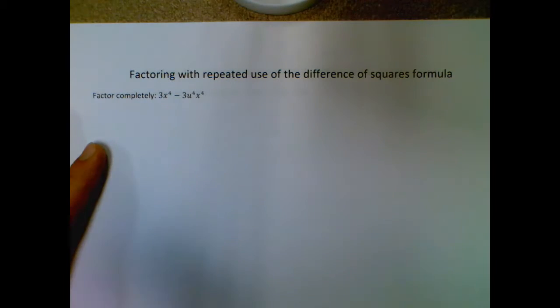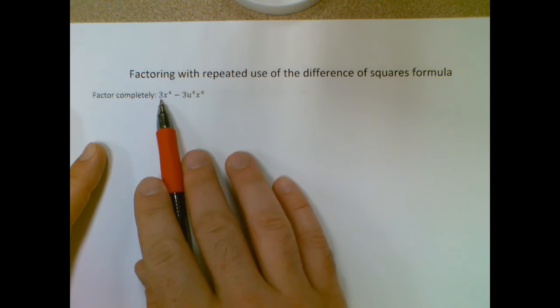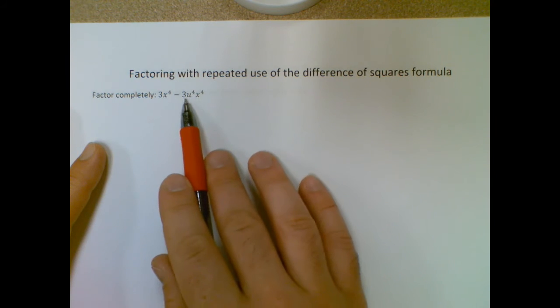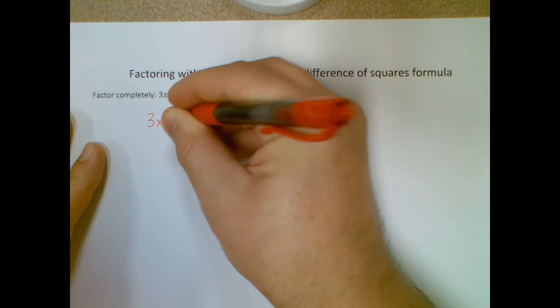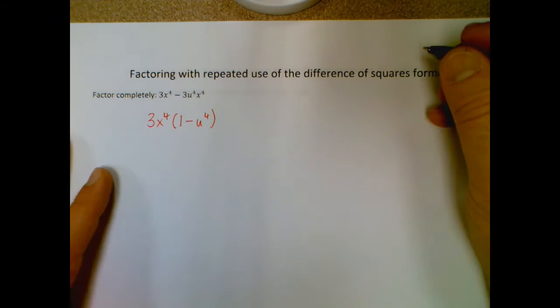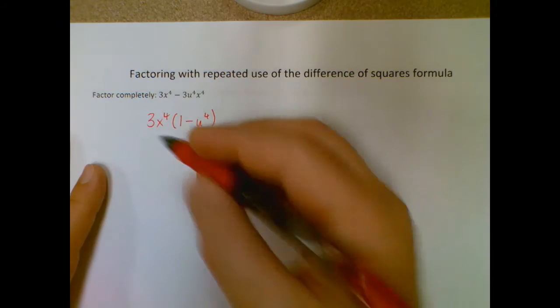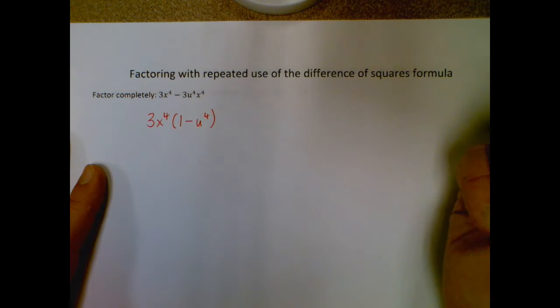So factoring, and whenever we're looking for a greatest common factor, and we do have one, we have 3 and x to the fourth in both of the terms, so I'm going to go ahead and pull that out first. Always a recommended step when you're factoring. It'll make your life a little bit easier. This is a monomial, so that's not going to break down into anything.